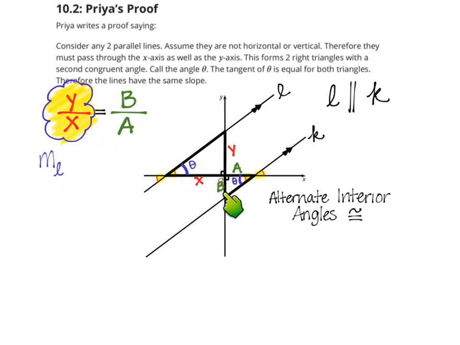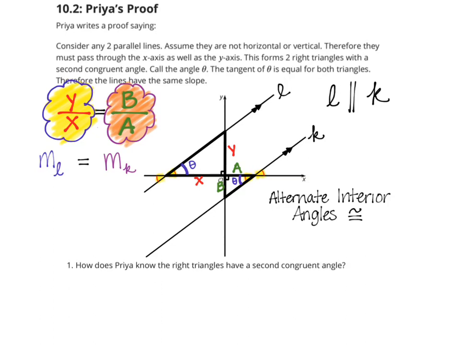And b over a, well, from this point right here, this is the rise and this is the run. So the rise and the run of this line is b divided by a, meaning this right here is the slope of line K. So I have here slope of line K. If these two are equal, because these are the tangents and they are equal, then their slopes are equal. So by saying that they're parallel, we know their slopes are equal, and we've just proved it.